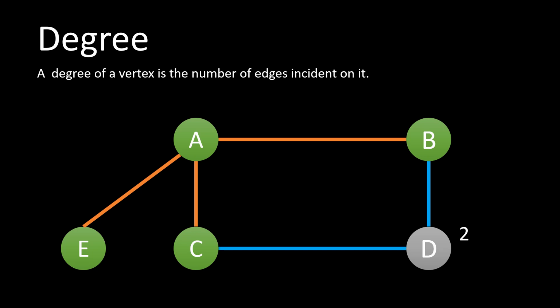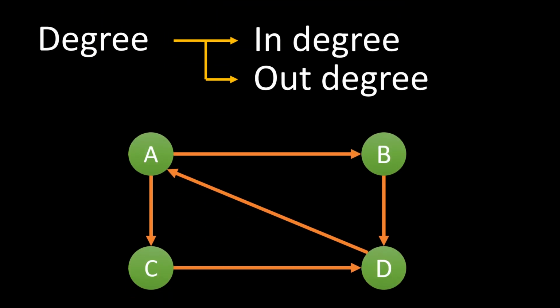What about directed graph? In case of directed graph, there are two types of degree: in degree and out degree. In degree represents the number of edges pointed towards the vertex, while the out degree represents the number of edges pointed out from the vertex. So now the in degree of the vertex A is 1 and the out degree is 2. I hope I am clear till now. If you face any issue, feel free to comment below.